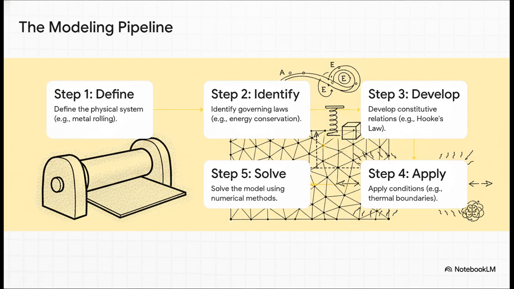So first up, step 1, you have to clearly define your system. What are we actually looking at here? Metal rolling, water flowing through a pipe? You got to know the problem. Then, step 2, you identify those big universal governing laws that apply. For most physical systems, that's going to be your conservation of mass, momentum, and energy. Now we start building on that foundation. Step 3 is where you get specific. You develop the constitutive relations for your material.